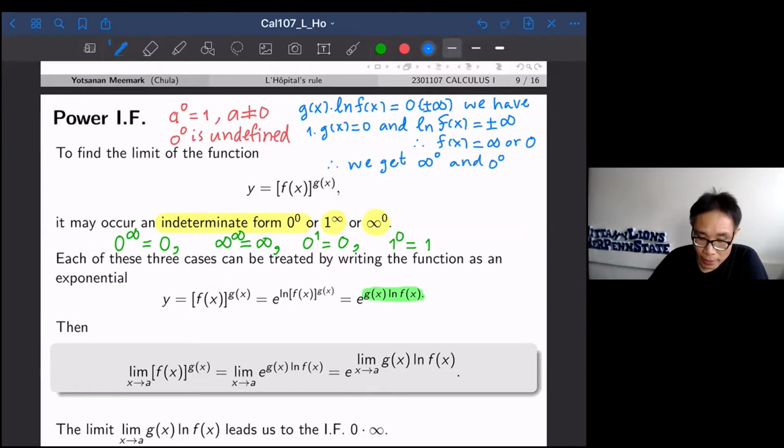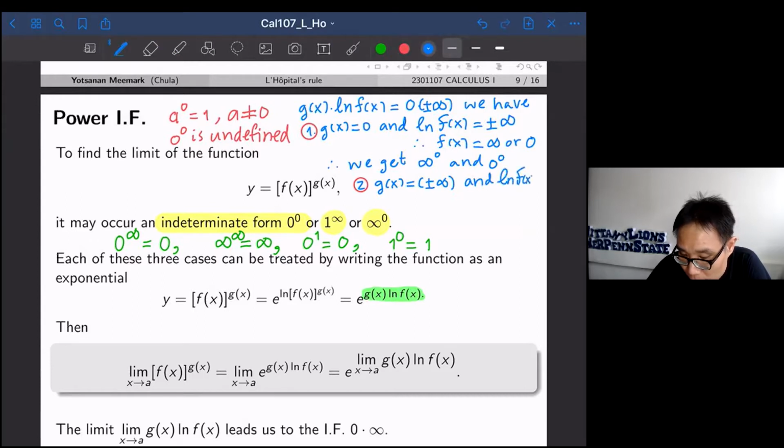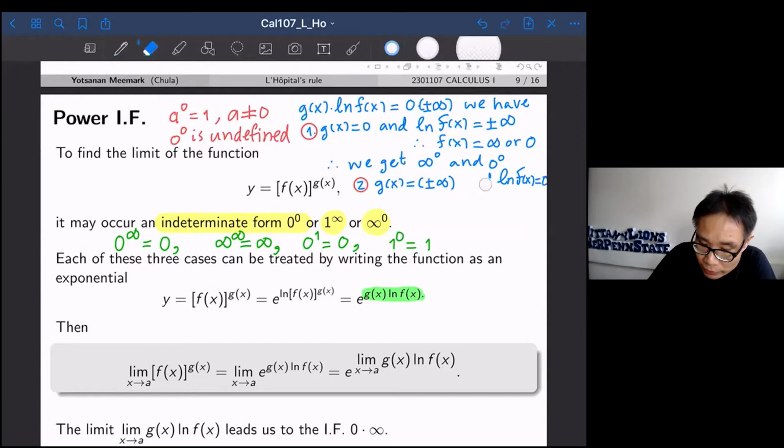For the second case, I could have g(x) equal to positive or negative infinity, and you have log f(x) equal to 0. So you have log f(x) equal to 0 in this case.